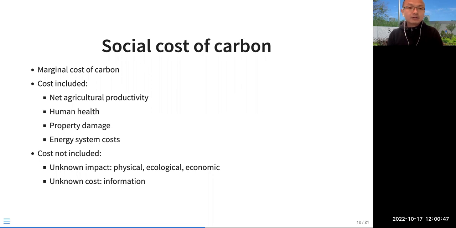Very often the costs included in the social cost of carbon are agricultural productivity, human health impacts, property damage, and energy system costs. But costs not included are some unknown impacts. These can be physical, ecological, economic, or even psychological.